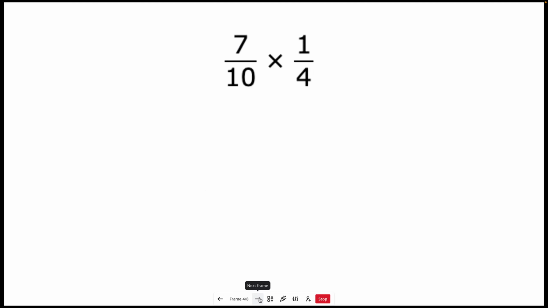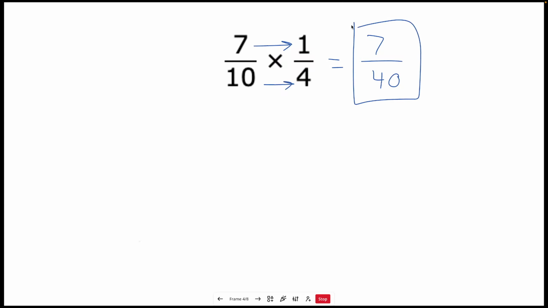Here we go. To multiply fractions, the easiest way to say it is you just go straight across. So you multiply the top numbers. 7 times 1 is 7. Then you multiply the bottom numbers. 10 times 4 is 40. And this is your final answer. Top to top, bottom to bottom.